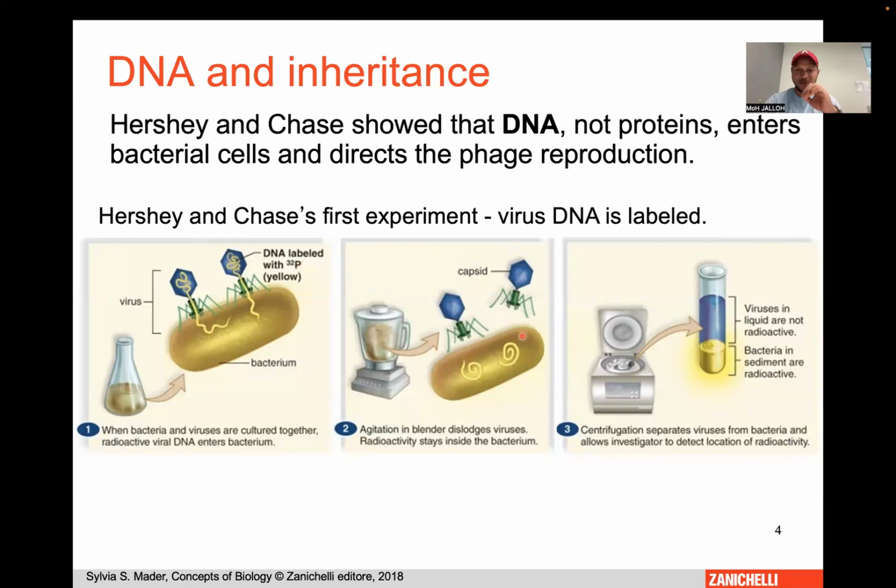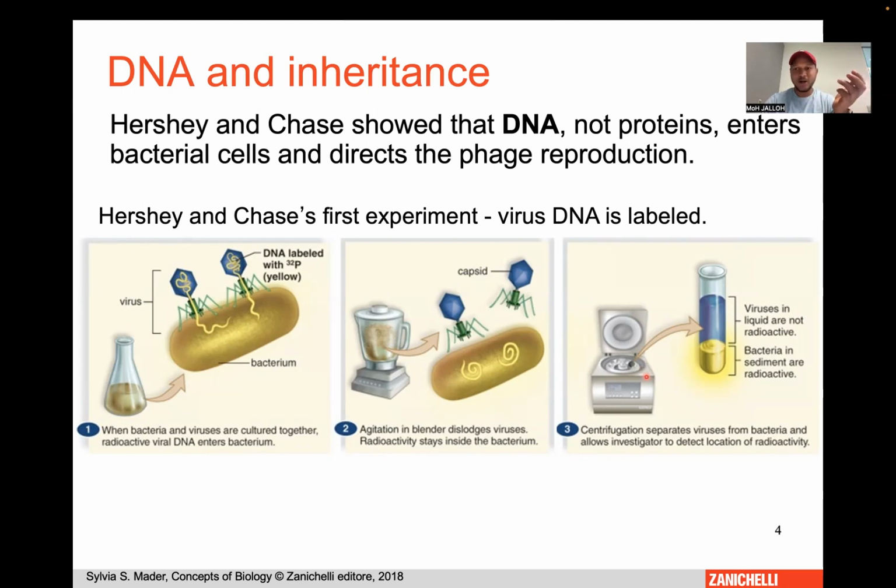The bacteriophage will eventually infect the bacterium. They take only the bacterium, put it in a blender, grind it, put it in the centrifuge, separate it, and then try to monitor the bacteria to see what is inside. Is there the protein or only the DNA? And what they found was only the DNA was in the bacteria and not the protein. So the protein was left out.